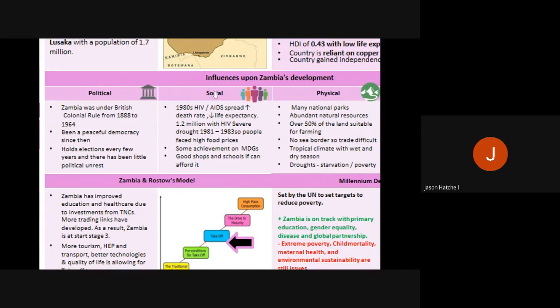If we think about its social indicators or factors then, in the 1980s, HIV/AIDS spread, and that went up. The death rate also went up as well, which meant that life expectancy went down.